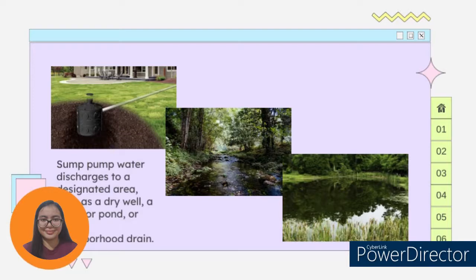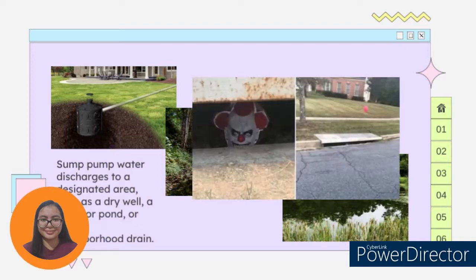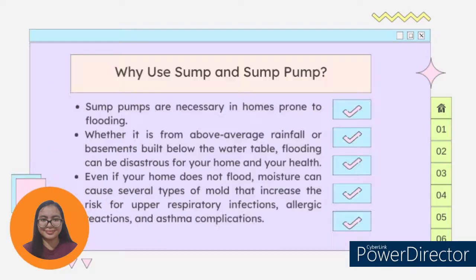So sump pump water discharges to a designated area, such as a dry well, a creek or pond, or even a neighborhood drain. So why use sump and sump pump systems?